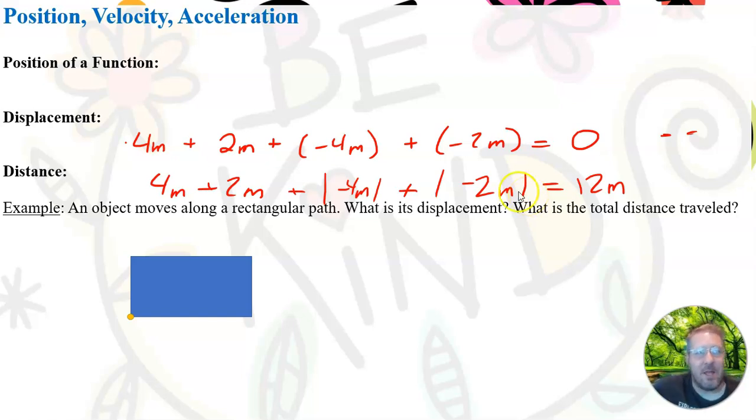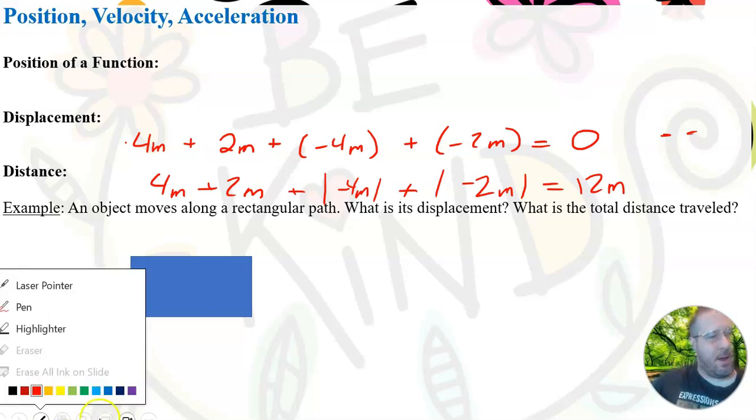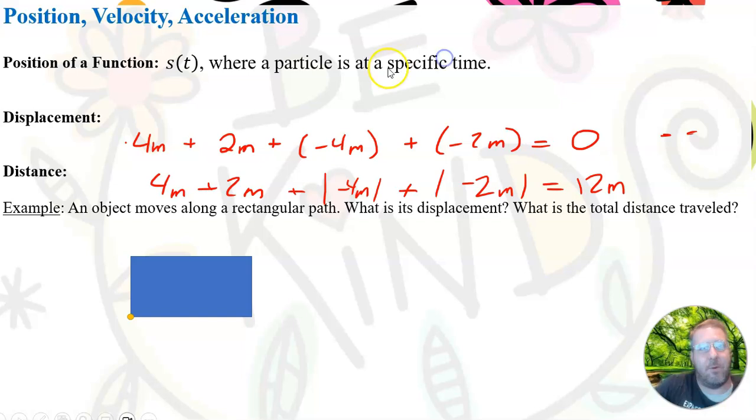All right, so as we get into what is the difference between position, displacement, and distance: the position of a function happens to just be the position, which you would say s of t. Displacement is how much it's changed since the beginning. So let me just make a little diagram to make this make a little bit more sense.